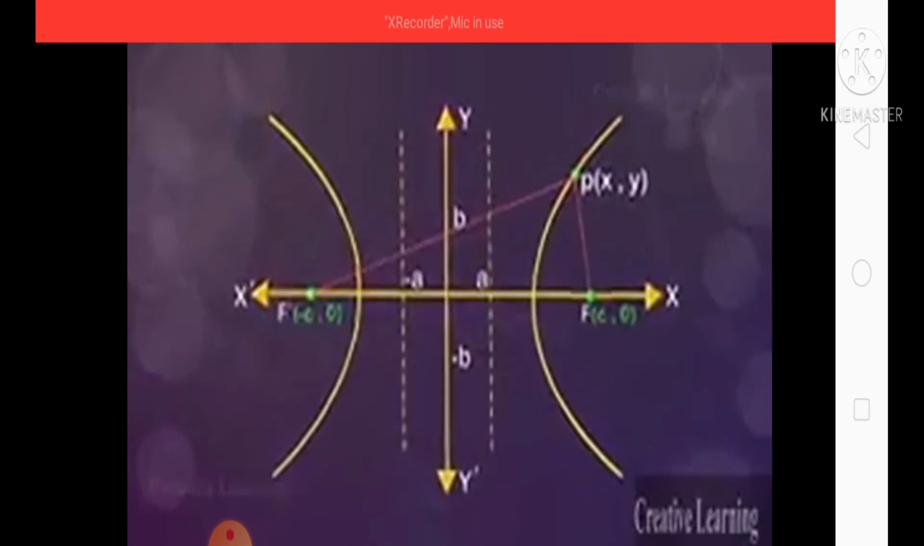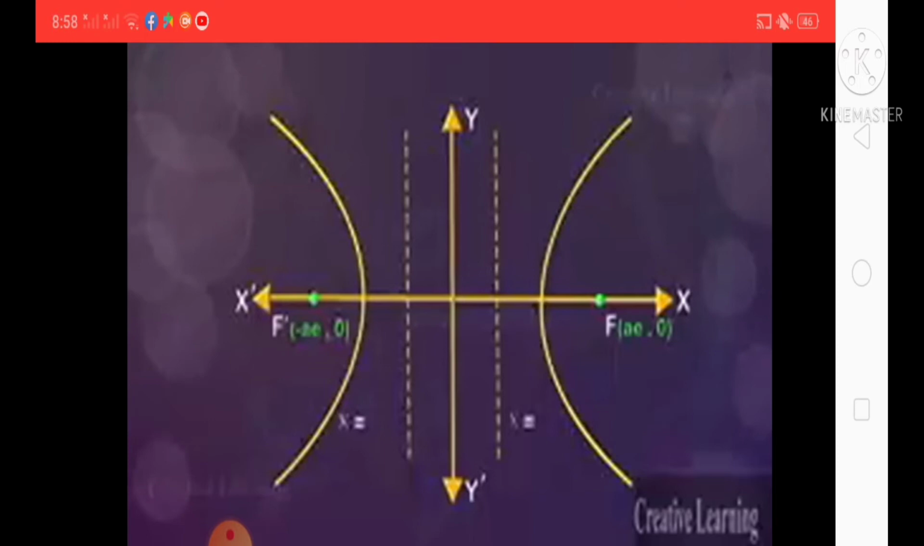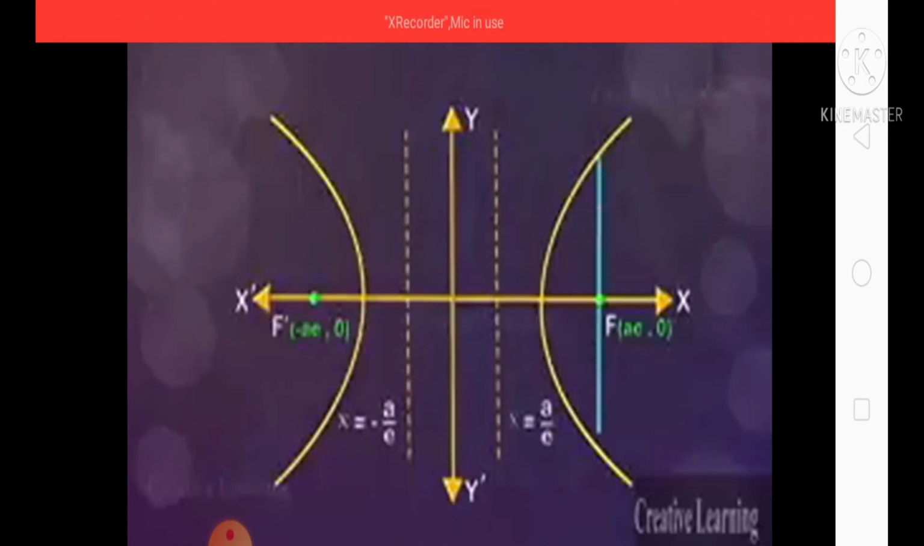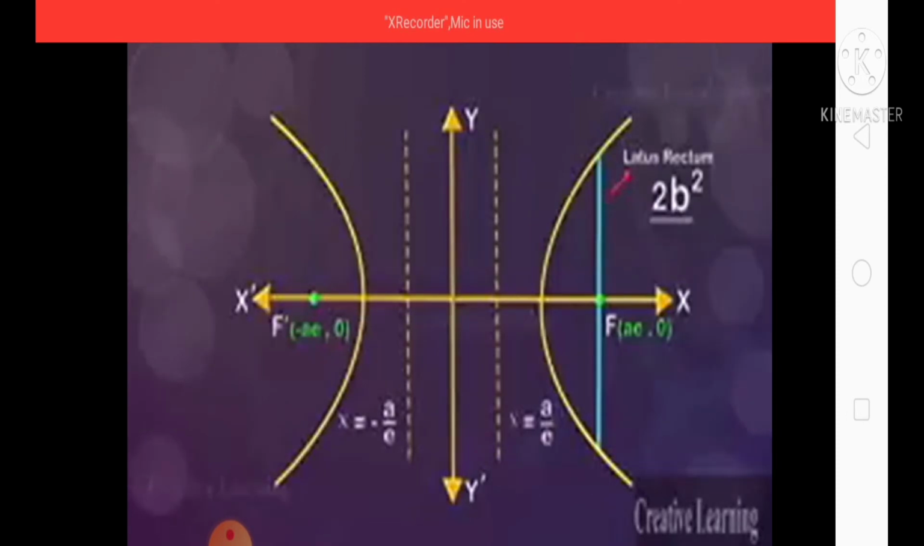The hyperbola has two foci (plus minus ae, 0) and two directrices x is equal to plus minus a by e. The latus rectum is the line through the focus and parallel to the directrix. The length of the latus rectum is 2b square by a.